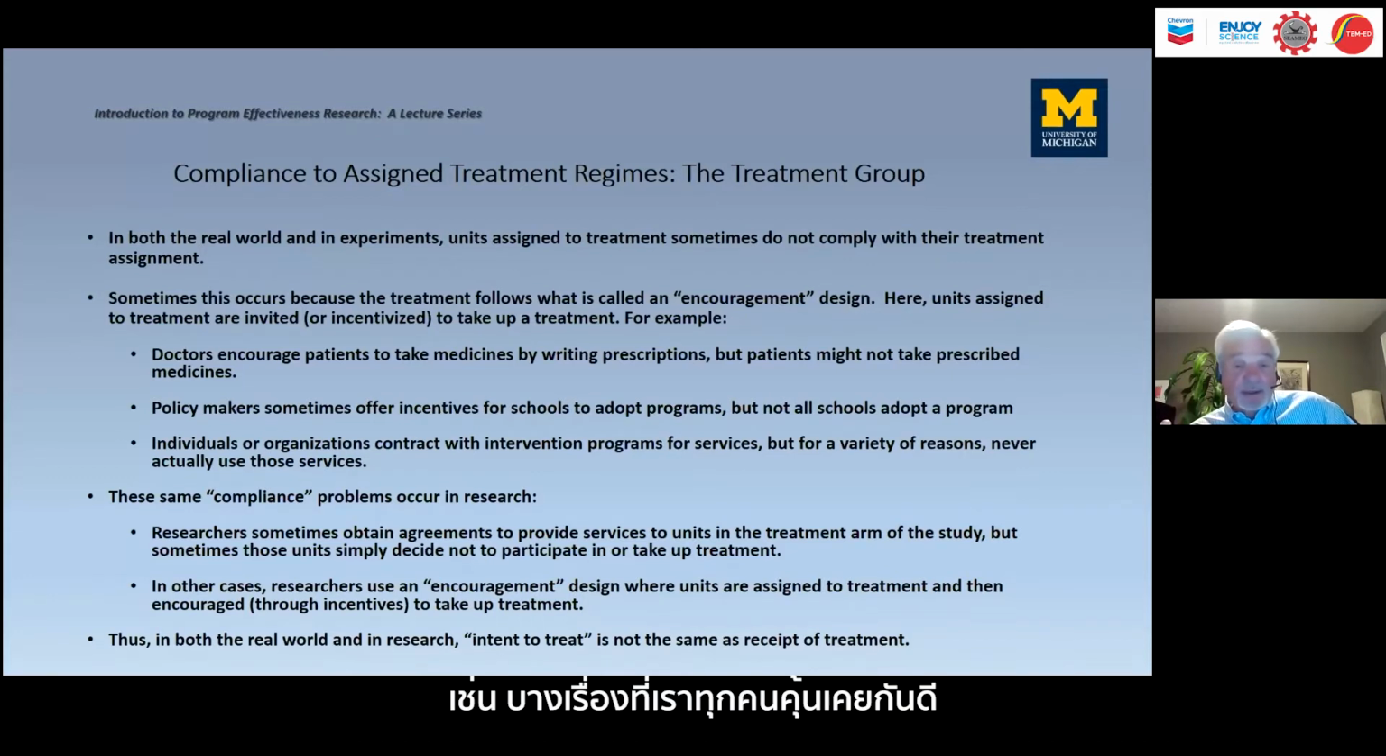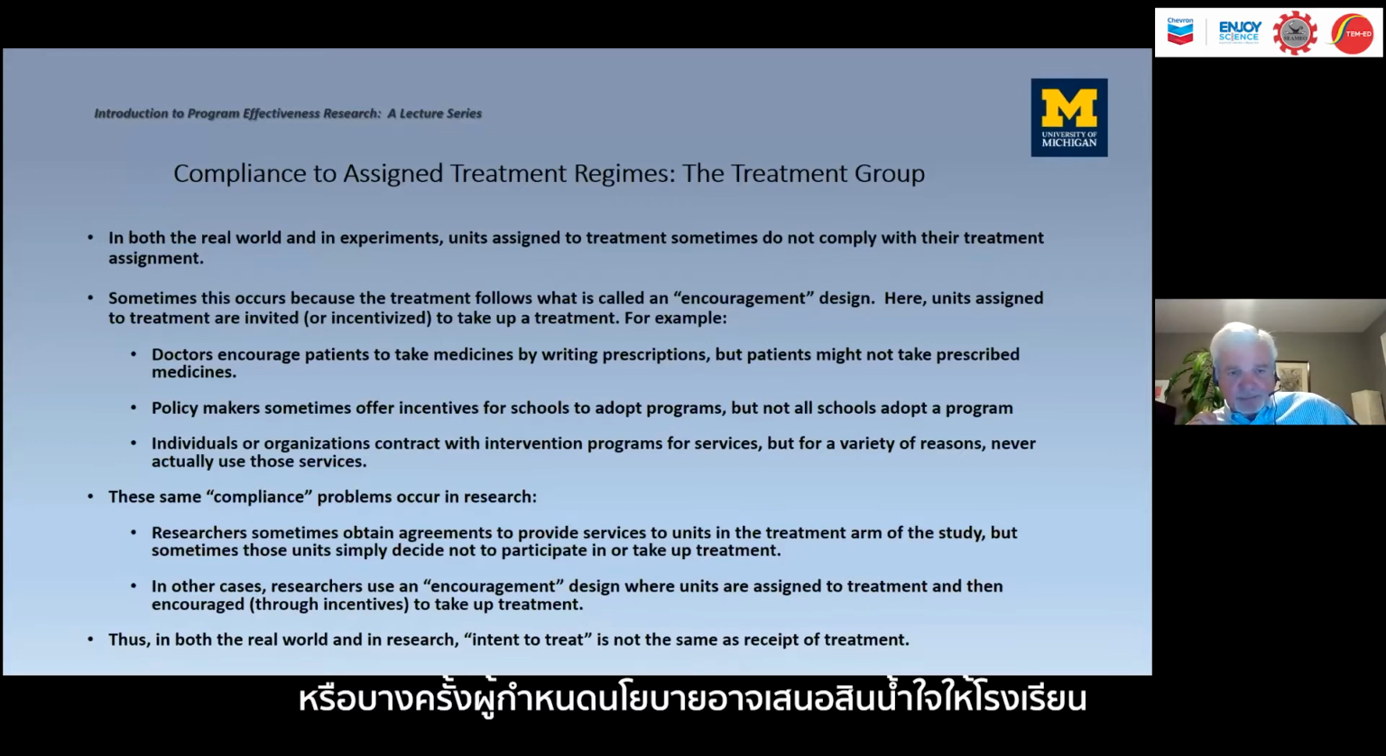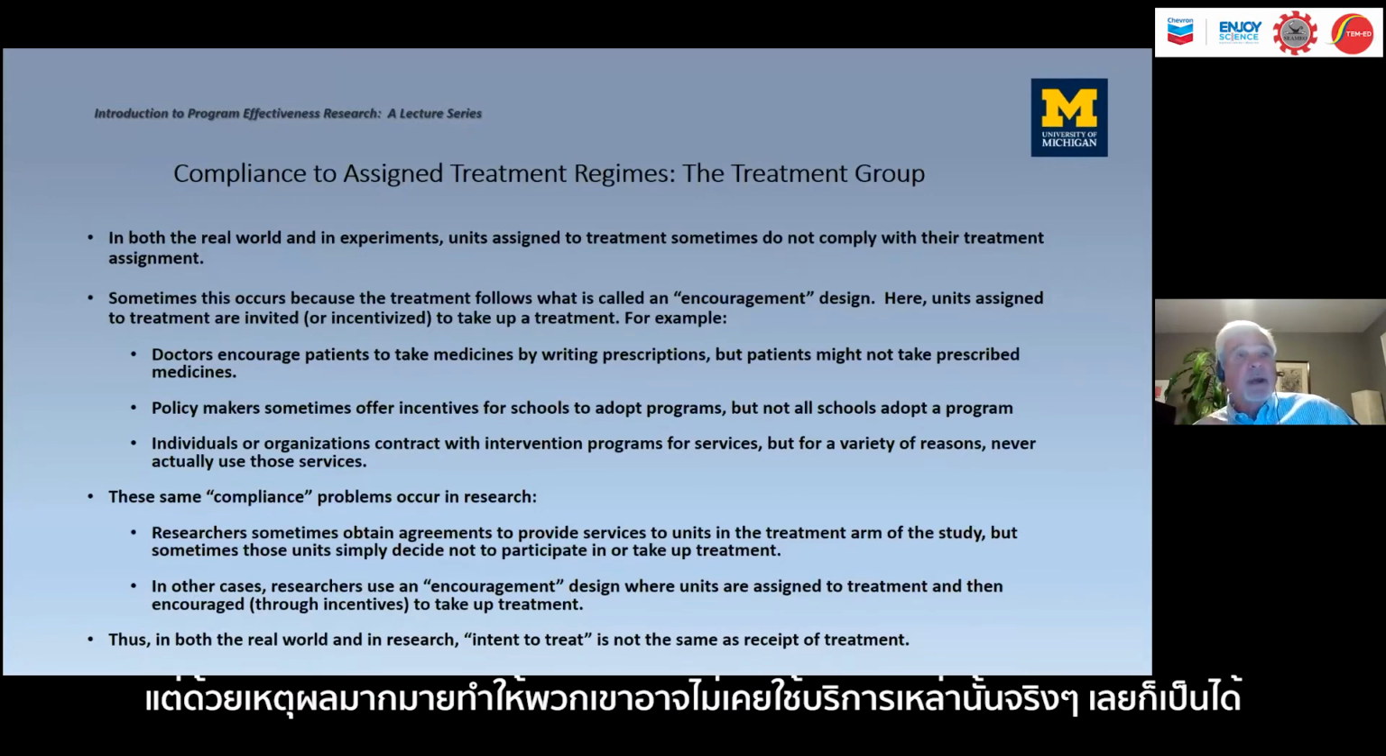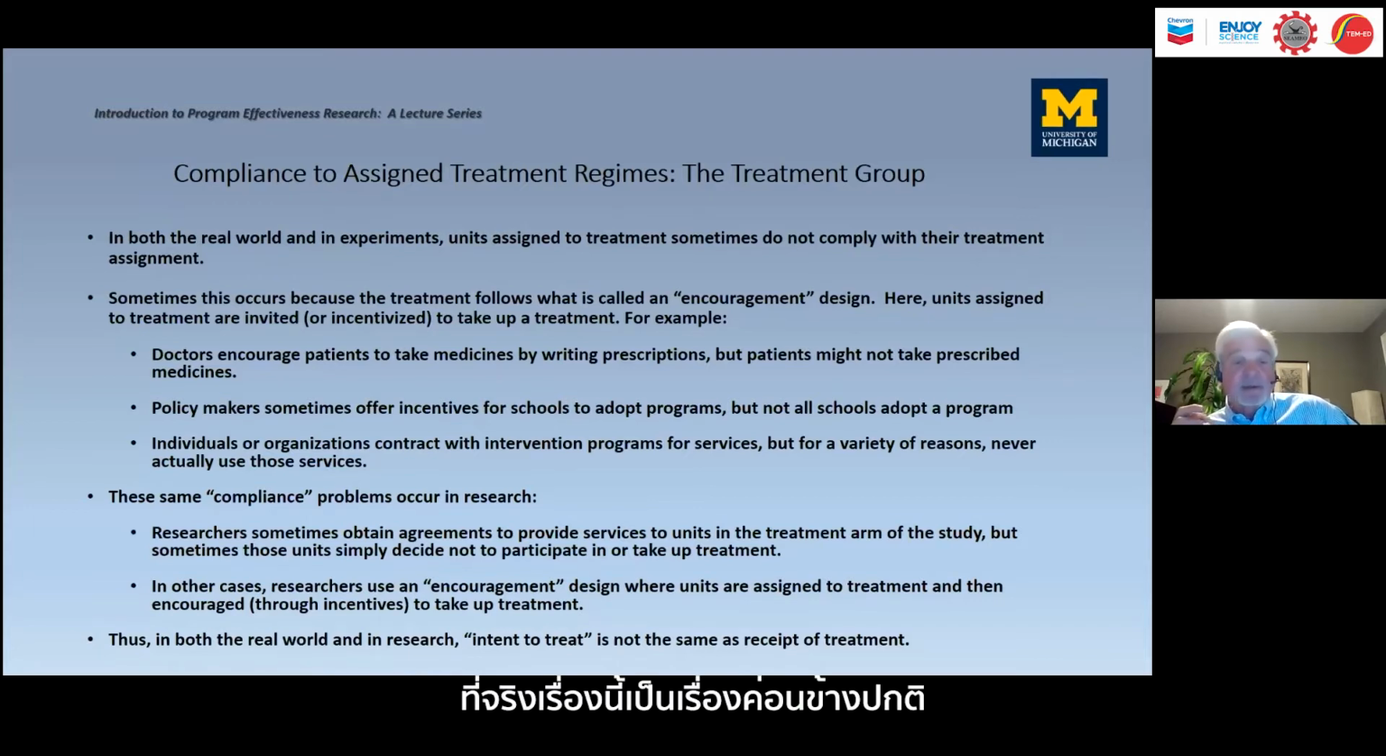So for example, something all of us are familiar with, doctors write prescriptions to patients encouraging them to take medicine. But patients might or might not take those medicines. Or sometimes policymakers offer incentives for schools to adopt programs, but not all schools adopt the program. Or in the real world, sometimes individuals or organizations contract with intervention programs for services, but for a variety of reasons, they never actually use those services. That is actually quite common.